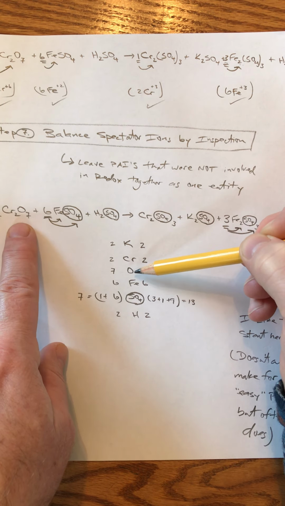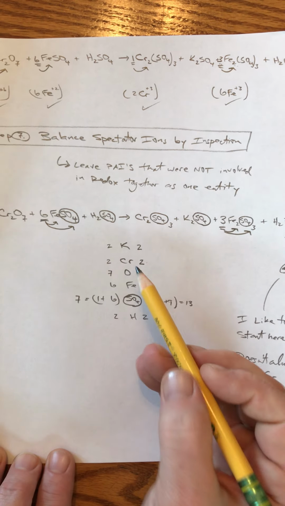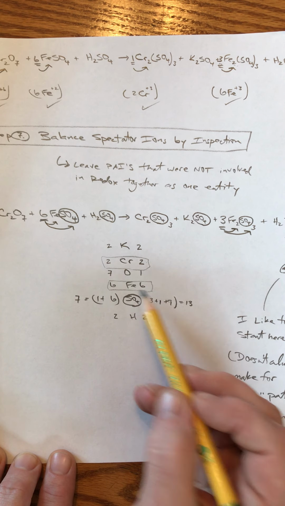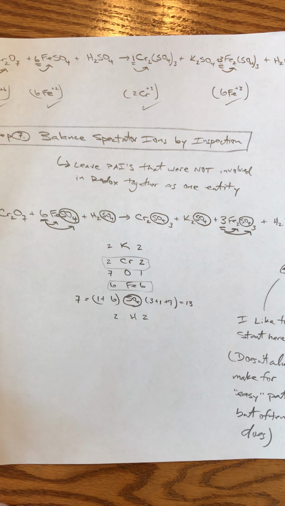I've got 2 chromiums, okay. I've got 7 oxygens there, cool. This 6 gets distributed, so I have 6 irons and I have 6 sulfates there, 2 hydrogens, and another sulfate for a total of 7 sulfates there. Keep moving across. 2 chromiums, yep. 3 sulfates there, yep. 2 potassiums, another sulfate, 3 times 2, 6 irons, 3 times 3, there are 9 more sulfates there, 2 hydrogens, and 1 oxygen. Now you'll notice right off the bat, it's a good thing that the chromium and the iron are balanced, because that was the whole point of doing the first 6 steps.